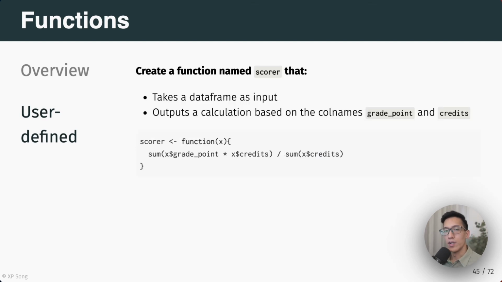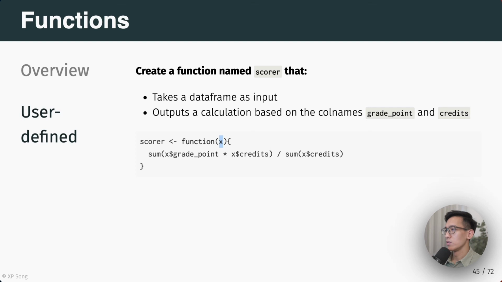Now, let's create a function that will calculate the GPA for a student based on that formula. It would take a data frame as an input, and specifically, we are interested in two columns, grade point and the credits for a particular subject. And we want to output a single value. So here, we create a function, and in this case, we can define the input name as x.